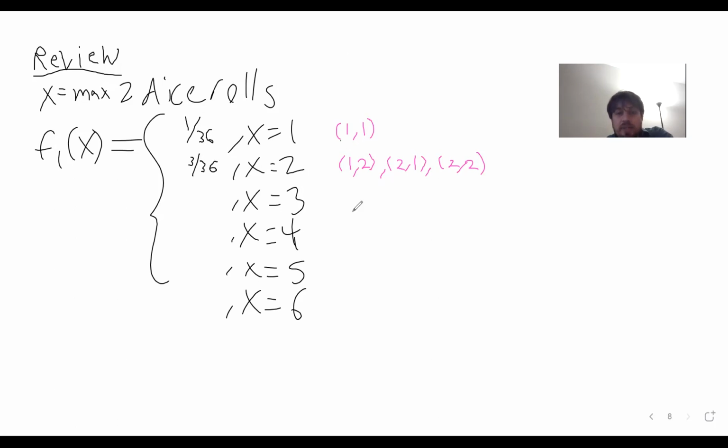I'm going to do 36 different ordered pairs. Then if the max is 3, you have 3 comma 1, 3 comma 2, 3 comma 3. There's a pattern though. And then you have 2 comma 3, 1 comma 3.